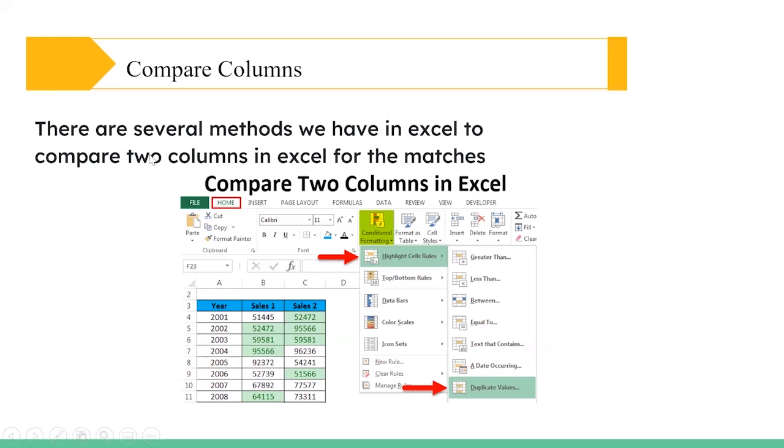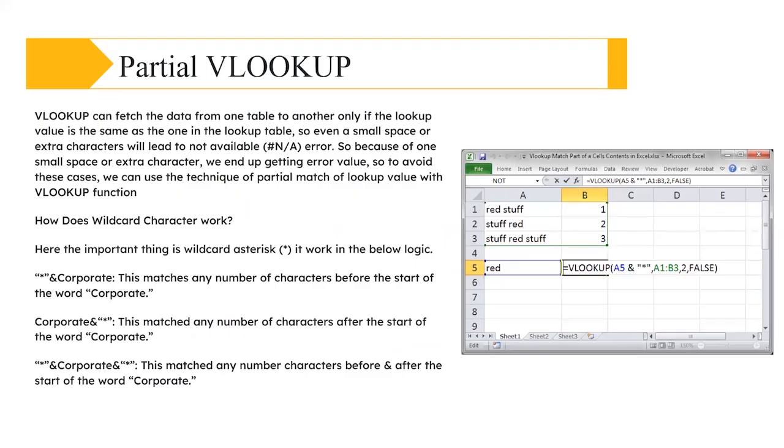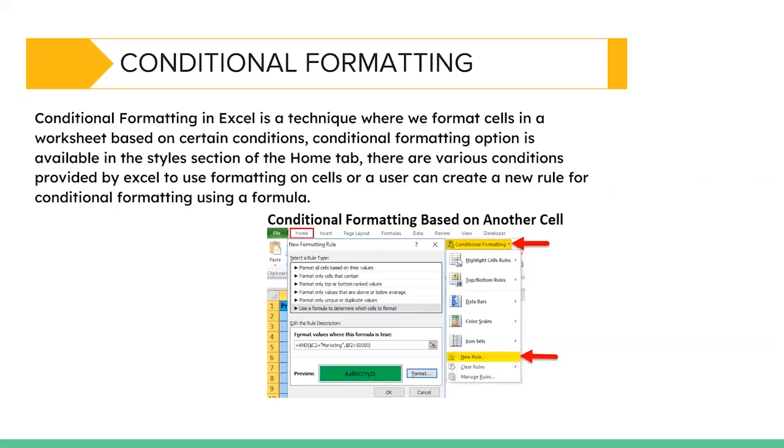We can check whether the data in two columns are the same or not the same. We will see how we do that. Conditional formatting is the one by which we can see if the columns are matching or not, or if any values are matching. It is a technique where we format cells in a worksheet based on certain conditions.